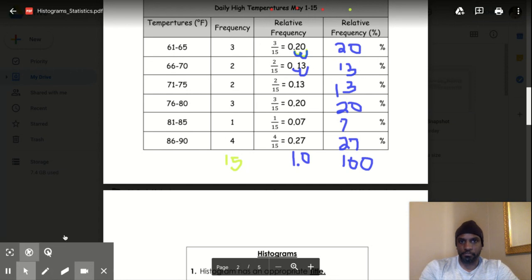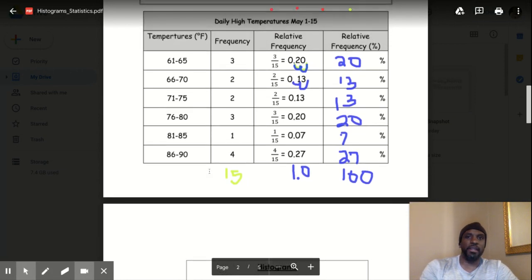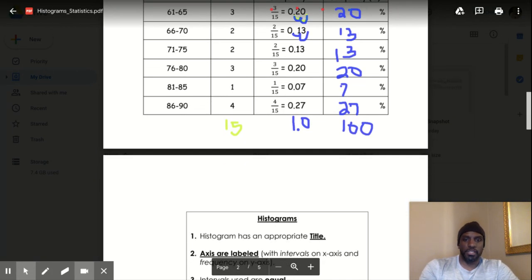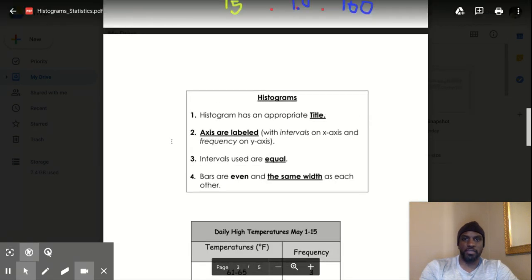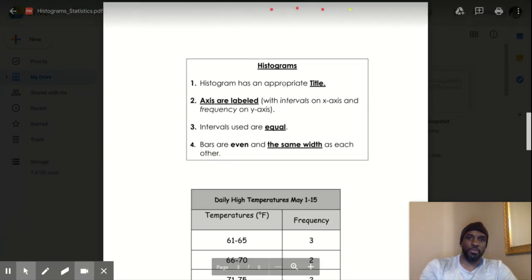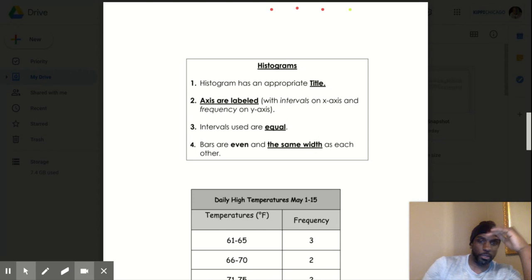Now, let's keep going. Now we have to create our histogram. What is a histogram? We talked about a histogram, but let's look at some rules of histograms. A histogram has an appropriate title, okay? A histogram has axes that are labeled. The intervals are on the x-axis. My intervals are going to be intervals of 5. That's going to go on the x-axis. Now, the frequencies go on the y-axis, okay?